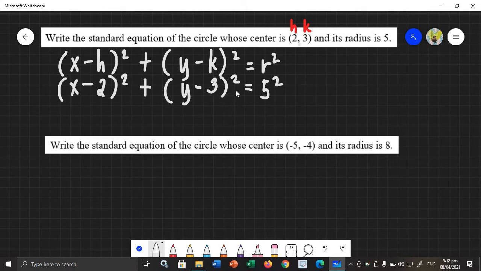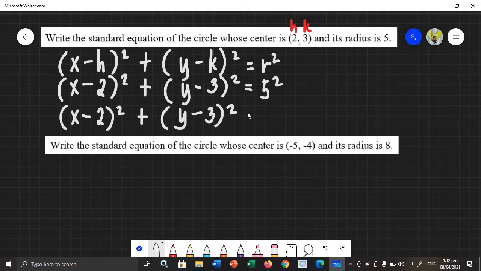Right after substituting the values of h, k, and r, we simplify what can be simplified. So here, there is no problem. We have x minus 2 squared plus y minus 3 squared. Let's simplify 5 raised to the second power, and that will be equal to 25. And this is now the equation of the circle with center (2, 3) and radius 5.